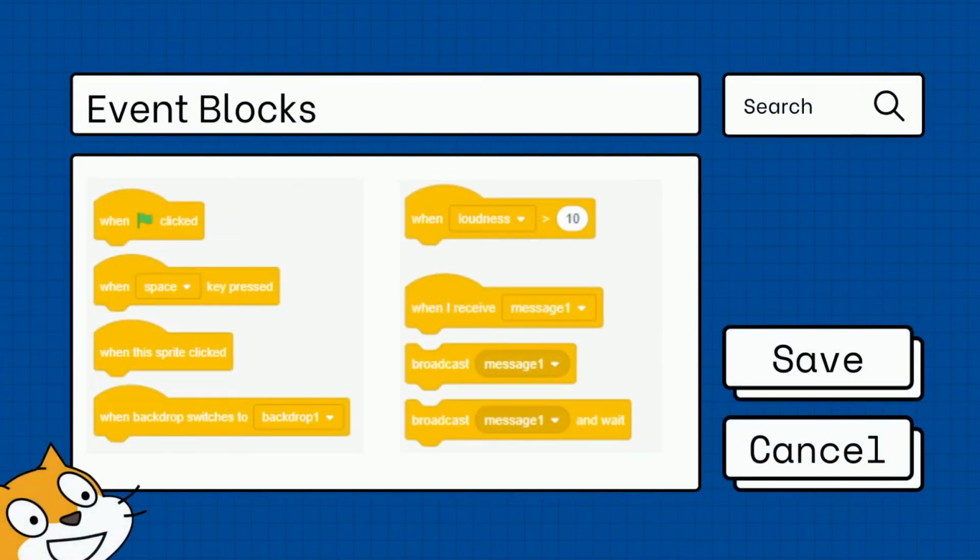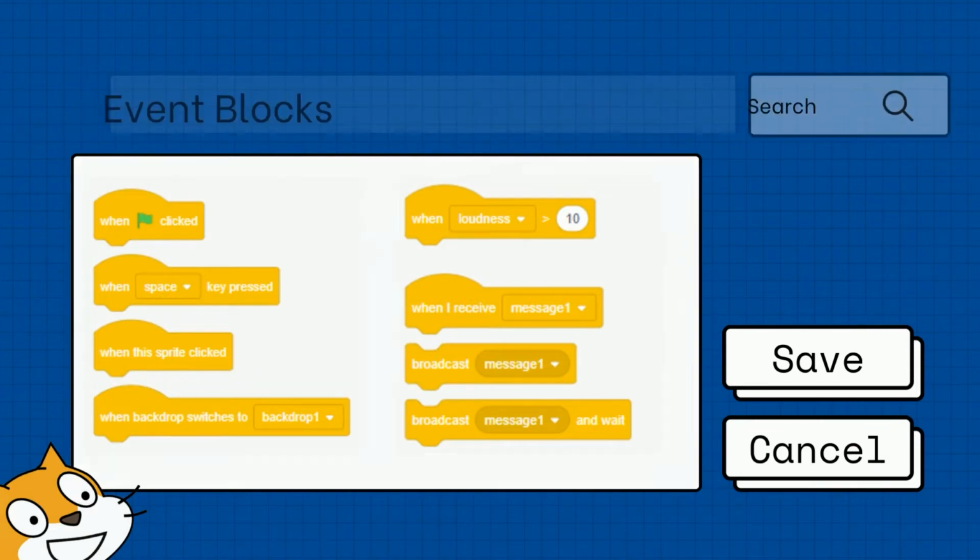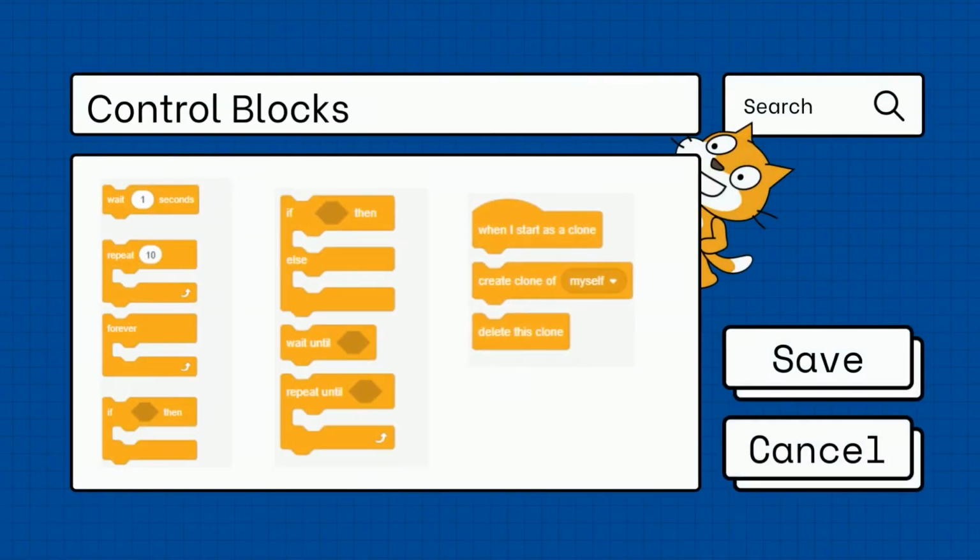Here are the event blocks. They are very essential for every project. They are used to sense events, which trigger scripts to run. Control blocks. They are used to control scripts, such as if-else conditions.